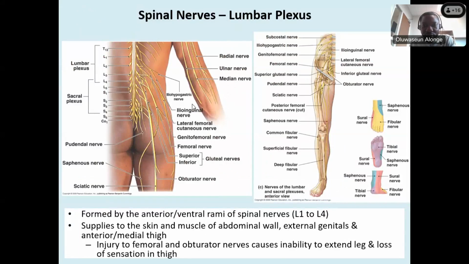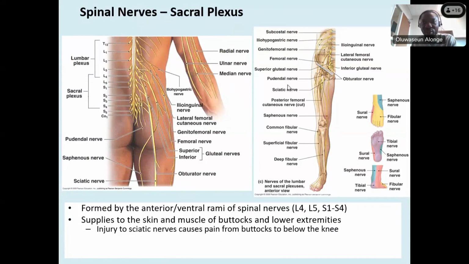Then we have the lumbar plexus, which is formed by the anterior rami of L1, L2, L3, L4, and those supply the abdominal wall, external genitals, and medial thigh. If there's any injury to the femoral nerve, which you can see here, this is the femoral nerve and obturator nerve, it will affect the ability to move the leg, and it will also lead to loss of sensation there.